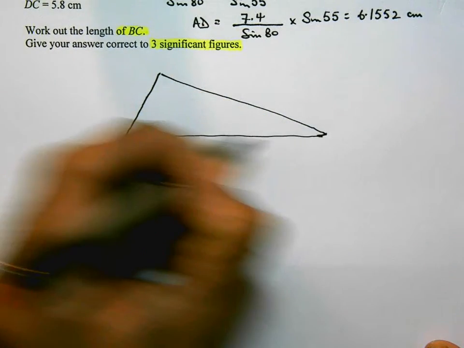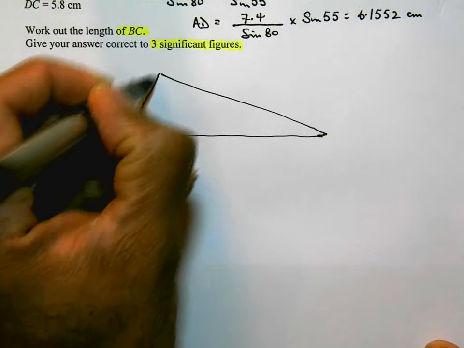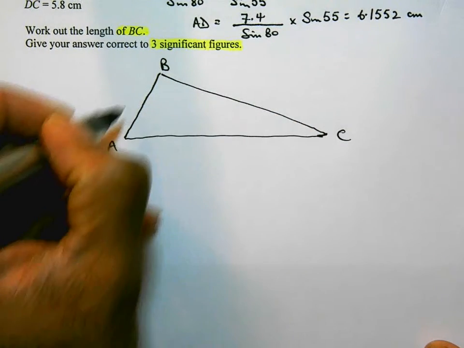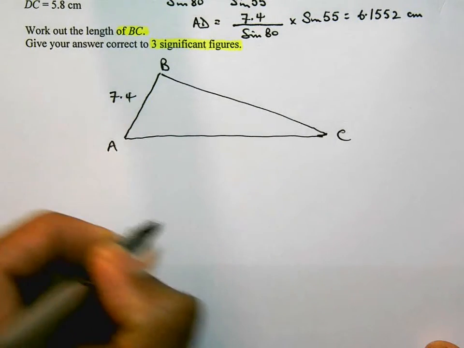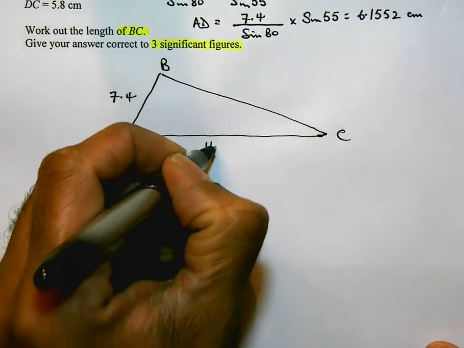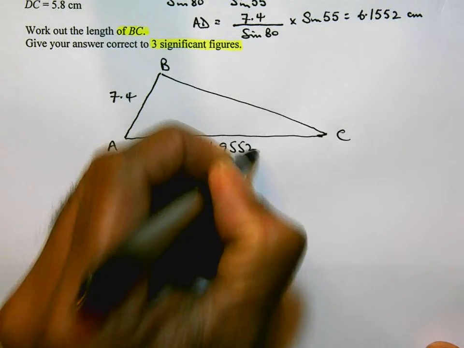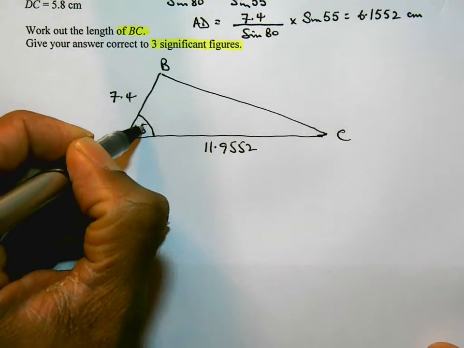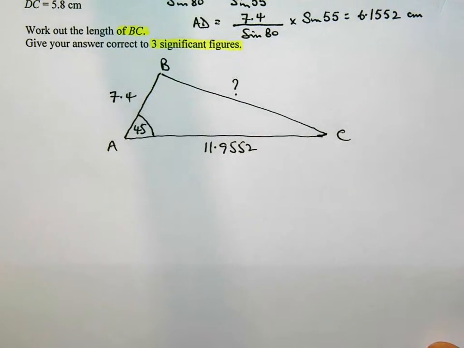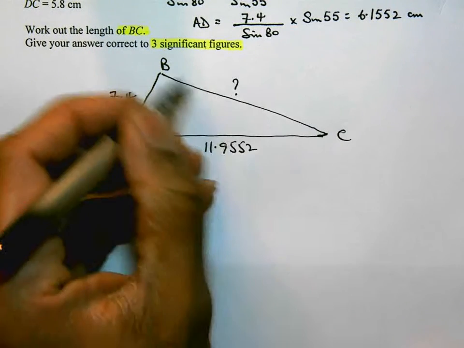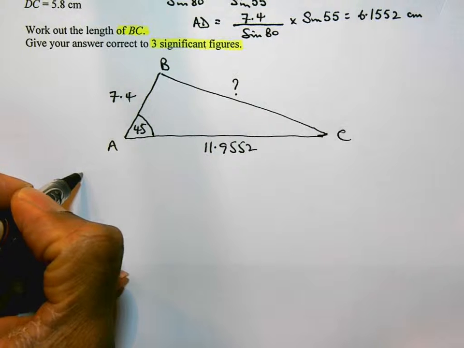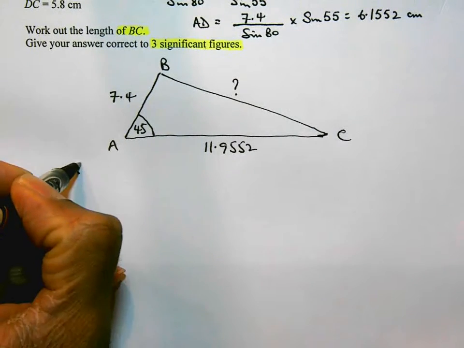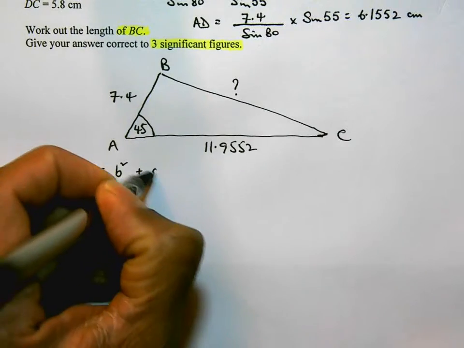Okay, so using the larger triangle, I'm going to draw a sketch of it in the space below with the information that I know and the information that I want to find out. So I've got the whole triangle, the larger one. I know this is A, B, and C. I know AB is 7.4. I've worked out just now that AC was 11.9552. And I know this angle here is 45 degrees. And I want to work out what BC is. So this works exactly with the cosine rule. And I'm going to use the cosine rule to help me work out the value of BC.